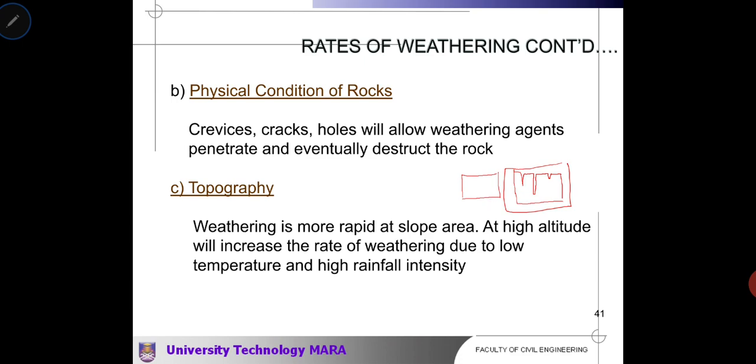Okay, number 3 is the topography. Weathering is more rapid at slope areas. High altitude will increase the rate of weathering due to low temperature and high rainfall intensity. So you can draw a mountain or hill, and we know that this is the top of the mountain, and the top of the mountain has high altitude and very low temperature. But when it's raining, this area will get a lot more water compared to the downhill.